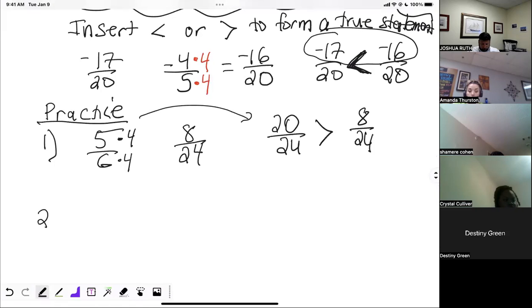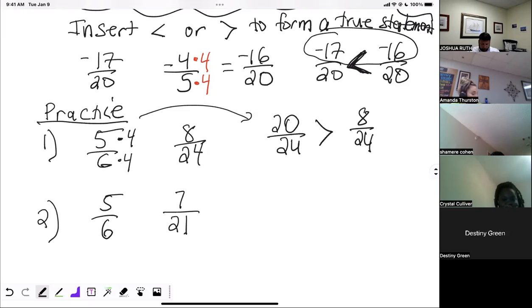So let's go one more. That's not as obvious. 5 over, no, wrong one. Sorry. Oh, no, it is 5 over 6. I guess I wrote it twice. And then 7 over 21. Now, this one's different because I cannot multiply 6 by anything to get 21. So how do you do a problem like this?